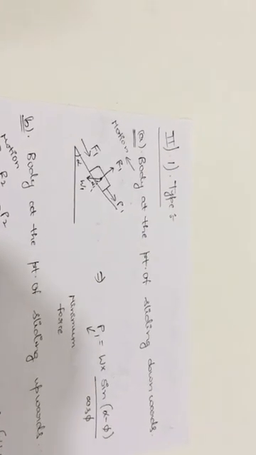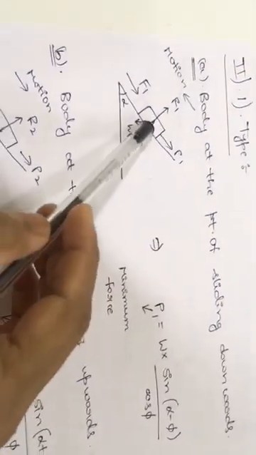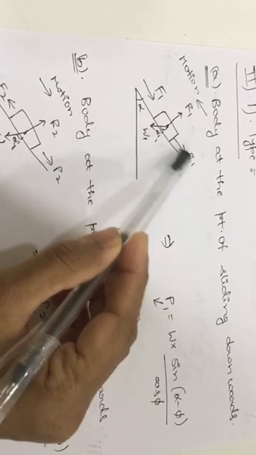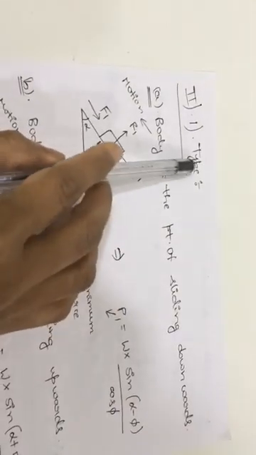Now the first type is force acting along the inclined plane. Here observe both the diagrams. Here P is acting, here P1 and here P2. Here P1 is acting along the inclined plane. Here P2 is acting along the inclined plane. So these are the two types of the first type.